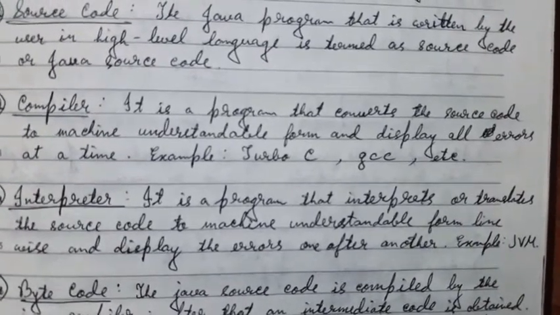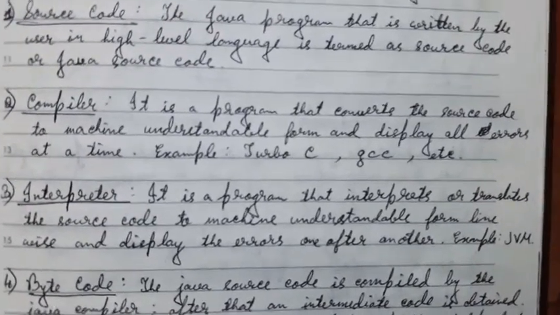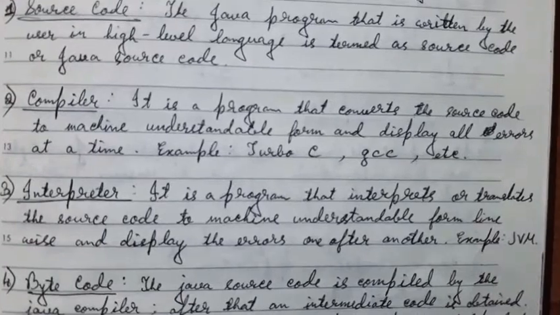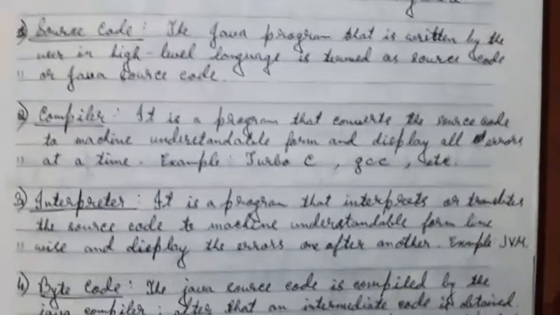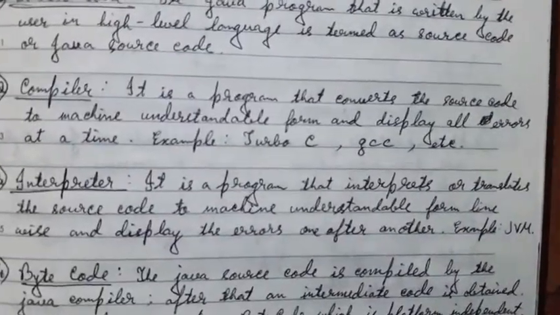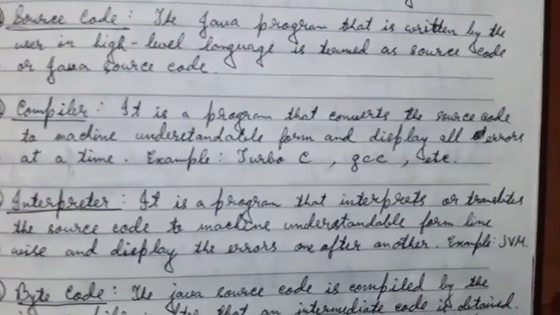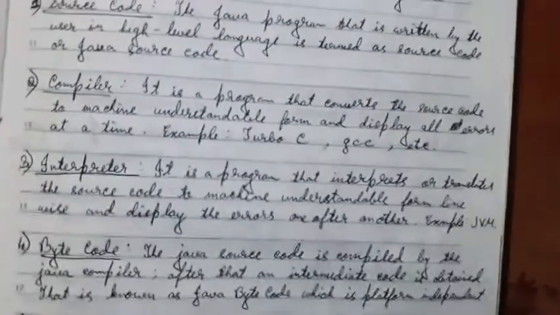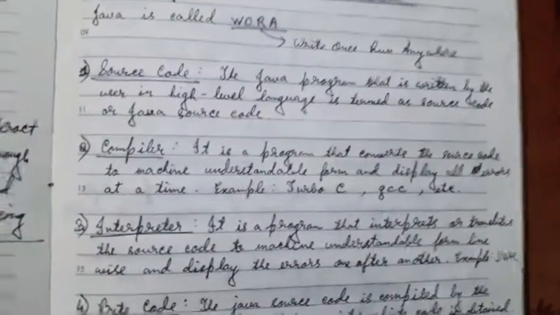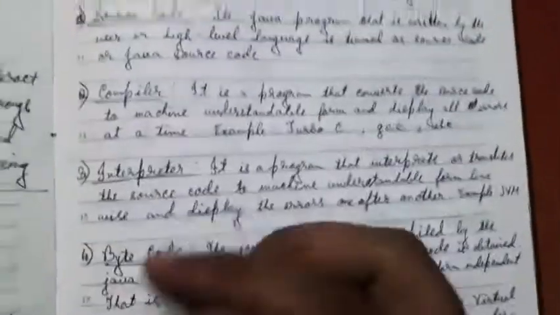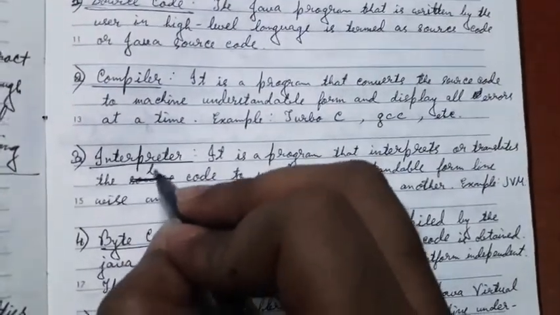A compiler displays the errors at a time, but an interpreter displays the errors one after another, and it translates or interprets the code to machine understandable form line wise. Alright, this is the basic difference. Example is JVM. Now I think I have written something wrong here. Sorry, this is not source code, it's called byte code.